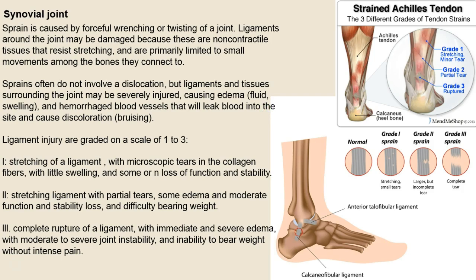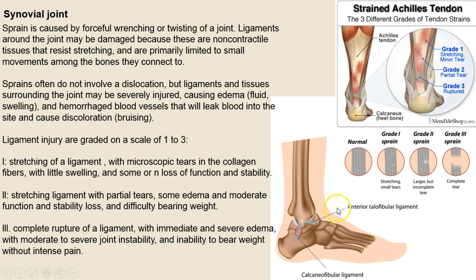A synovial sprain is caused by forceful wrenching and twisting. And there's different grades. We give them grades. Let's look at these. If there's stretching with microscopic tears, then we have grade 1. And usually you have pretty good function and a little bit of pain, a little bit of swelling, and not much discoloration. Grade 2, now we start to get some partial tears and some pain, edema, which is swelling, and loss of function and difficulty bearing weight. And then finally, a complete rupture, which is grade 3.